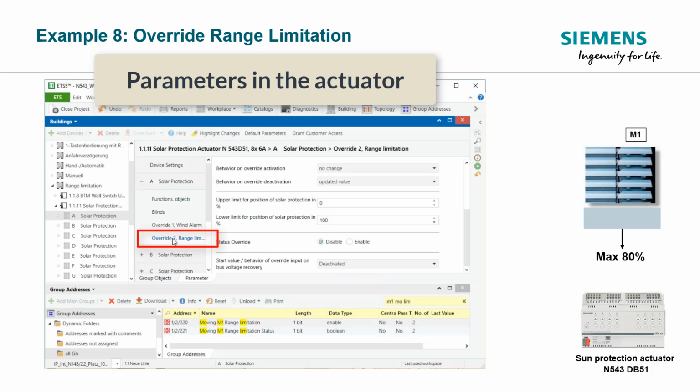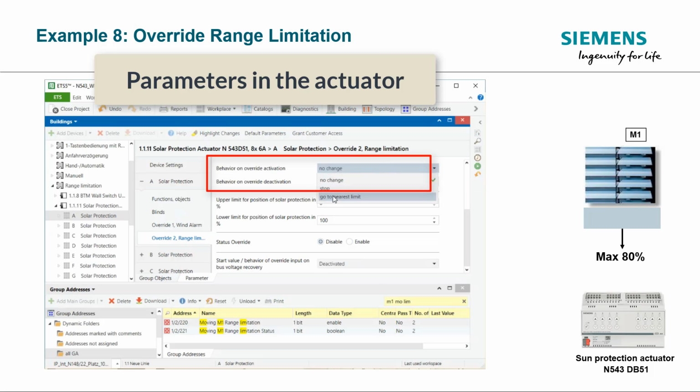As with any override, there is the behavior on activation as well as on deactivation. For example, in order to immediately drive the sunshade within the permissible limits when activated, the drive to nearest limit parameter must be selected.